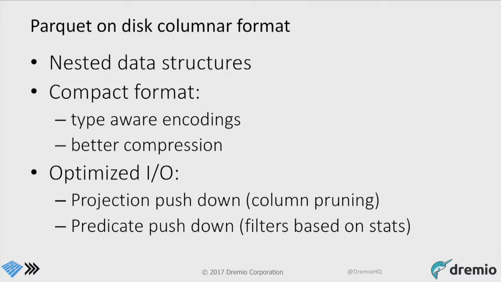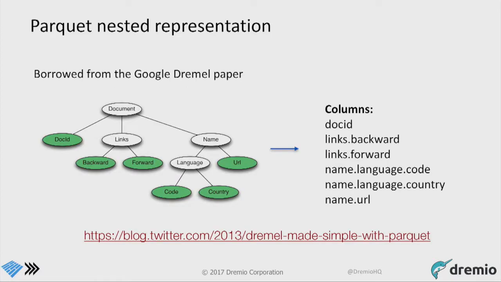It also optimizes I/O by doing projection pushdown, which is reading just the columns you need, and predicate pushdown, which is pushing the filters. The nested representation is borrowed from the Google Dremel paper, and that's not what I'm talking about today. If you want more information, go to that blog post. I'm going to share the slides as well.